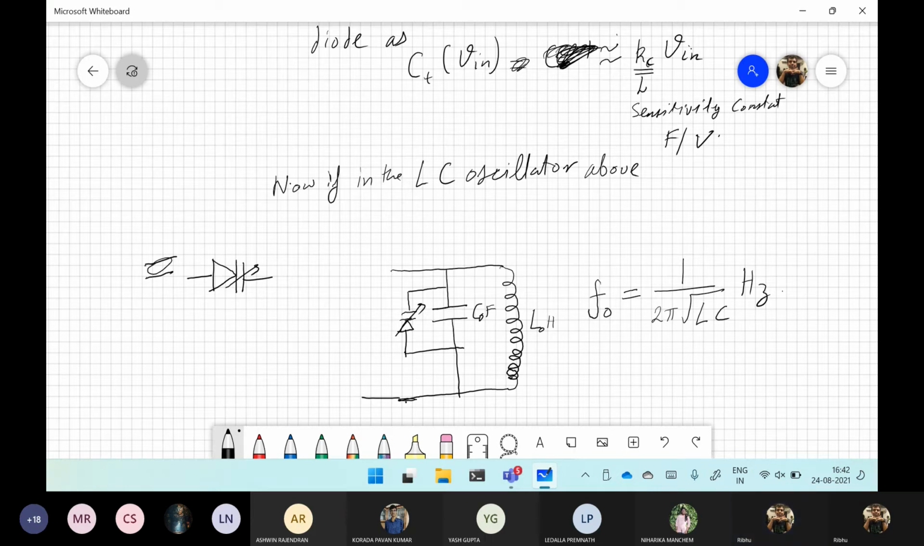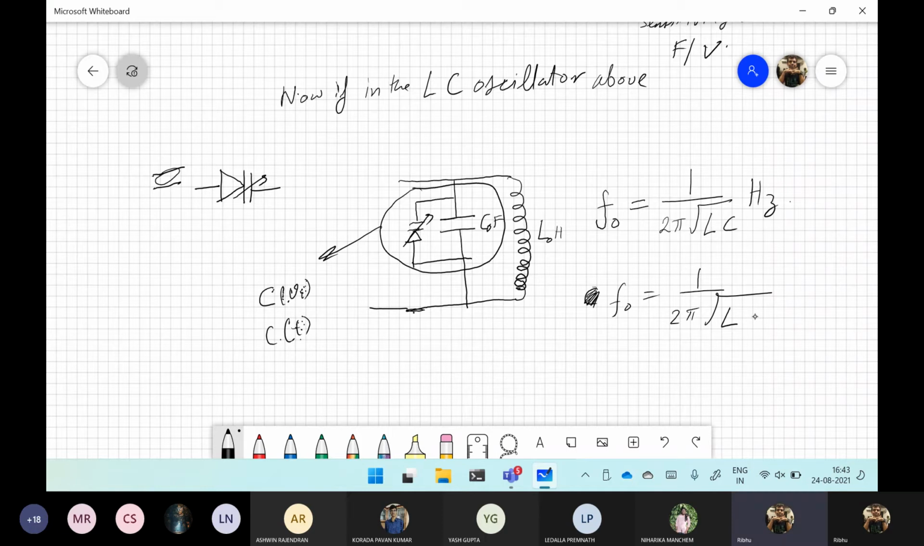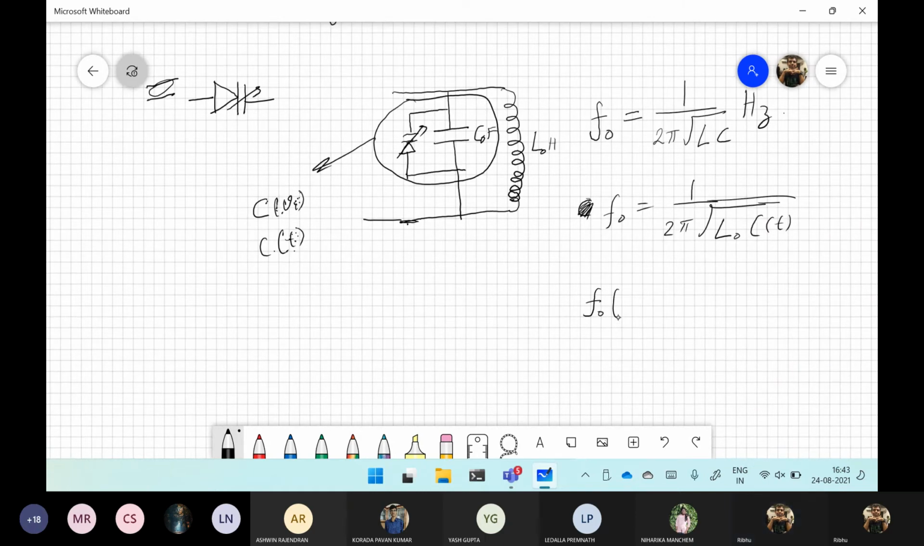Then let this entire thing be C of T. Then F naught equals 1 by 2 pi root of L naught C of T. So the frequency of this oscillator is also a function of time.